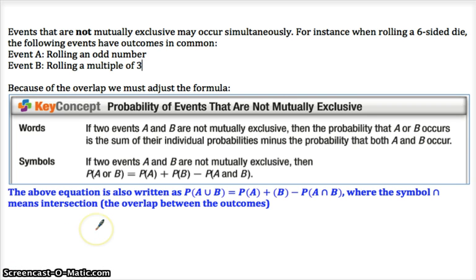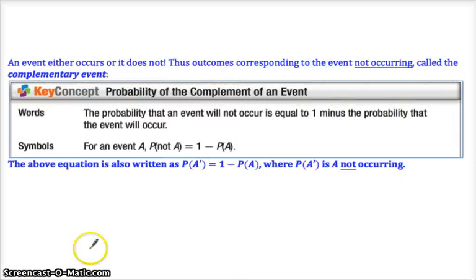There's also a similar one you can do. You can make an adjustment to the multiplication one with independence if you know they're not independent, but I don't think we are going to study that this year. Okay. An event either occurs or it doesn't, if you think about it.